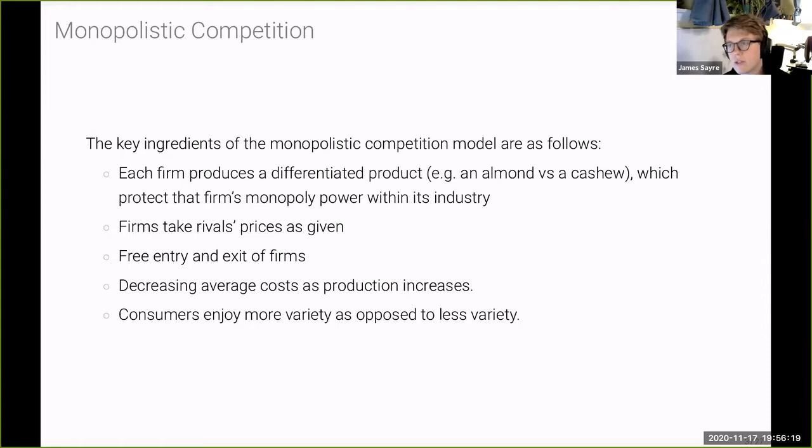Then the other assumption is that firms take rivals' prices as given. This is mostly to help with the math. What we're going to do is walk through what one firm's optimal choice of pricing and then quantities is going to be. That's assuming that all of the other firms aren't going to change their prices in response. And so that's really going to help with a lot of the math.